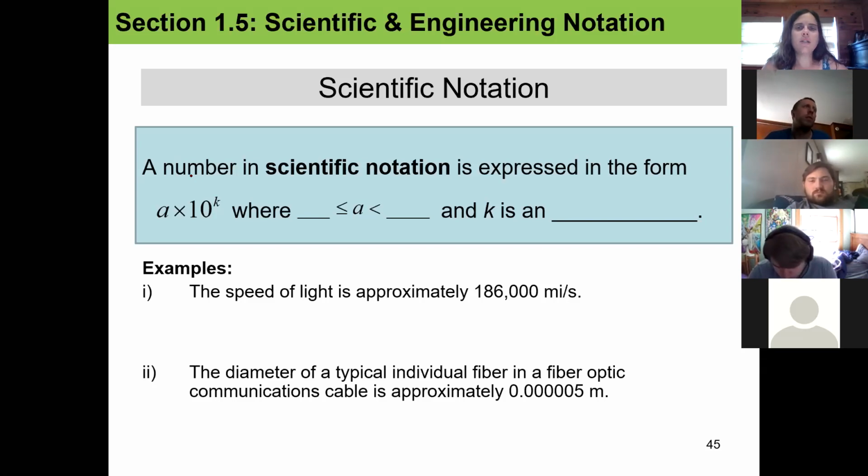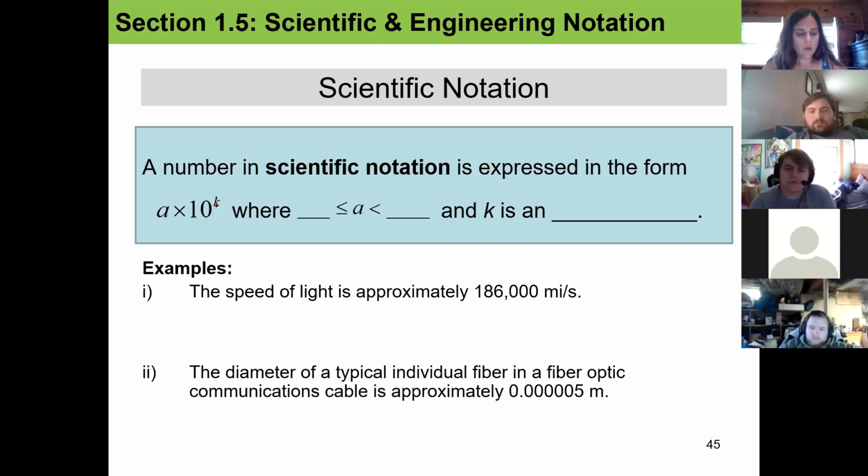So a number in scientific notation is expressed in the form a times 10 to the k, where a is a number between 1 and 10. A can be 1. It'll have to be greater than, sorry, marking here.